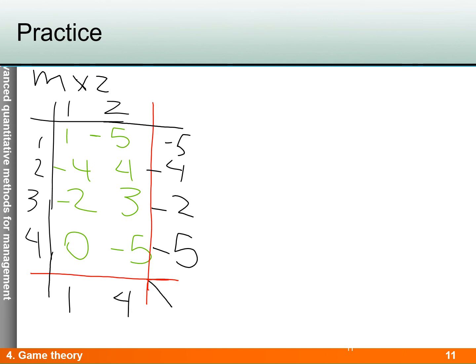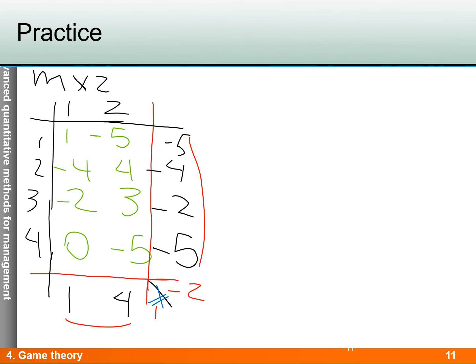Okay? As you see here, in this side, the maximin is minus 2, and in this side, the minimax is 1. Okay? As you see here, because these two elements are not equal, it means that the game hasn't a saddle point. The game hasn't a pure strategy.